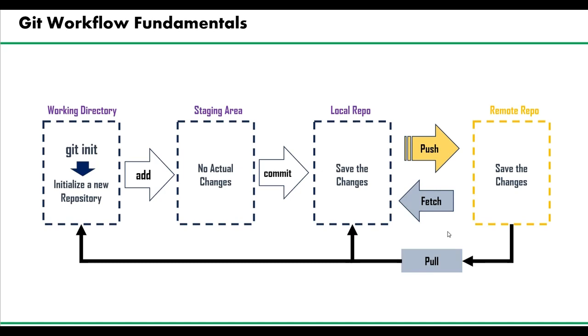What is the main difference between fetch and pull commands? Fetch only stores the updates in the local repository, and it is not automatically merged or applied to your working directory. While using pull, you can fetch the changes from the remote repository to your local repository and apply them to your local working directory as well. So these are the differences.